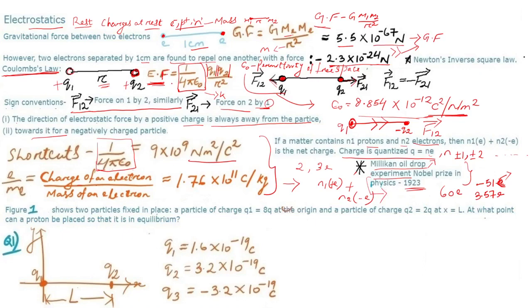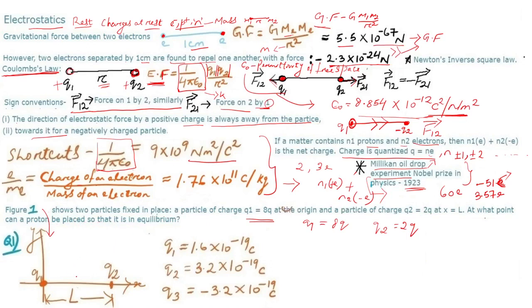So let us come to one easy problem on the topic Coulomb's law. So this figure actually, figure 1 shows two particles fixed in a place. A particle of charge q1 is equal to 8q at the origin, and the particle of charge q2 equal to 2q at x is equal to L. At what point can a proton be placed so that it is in equilibrium?